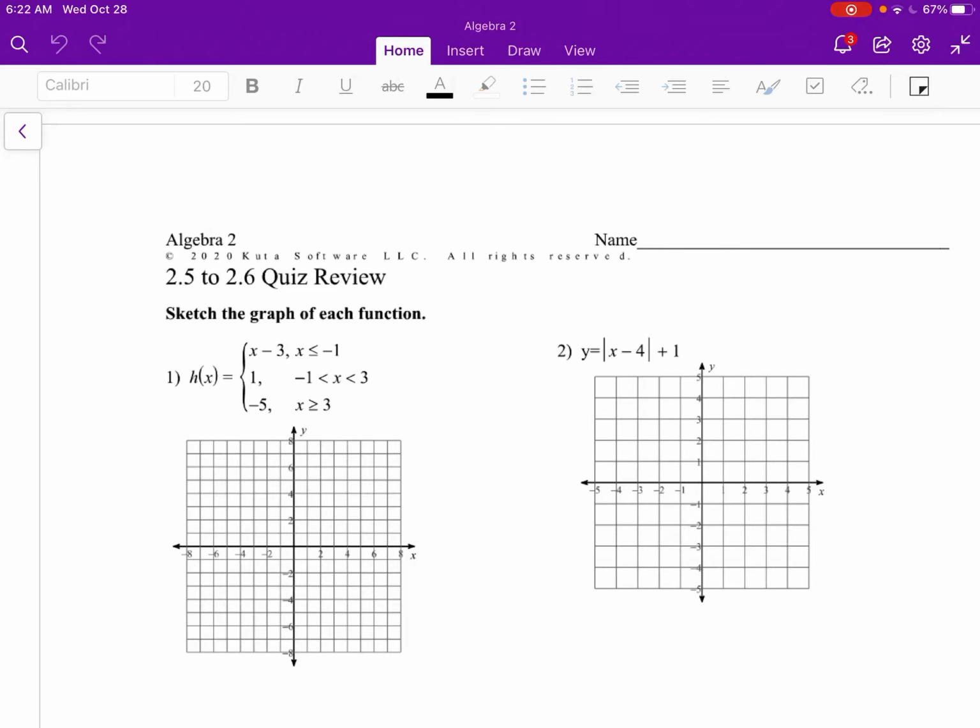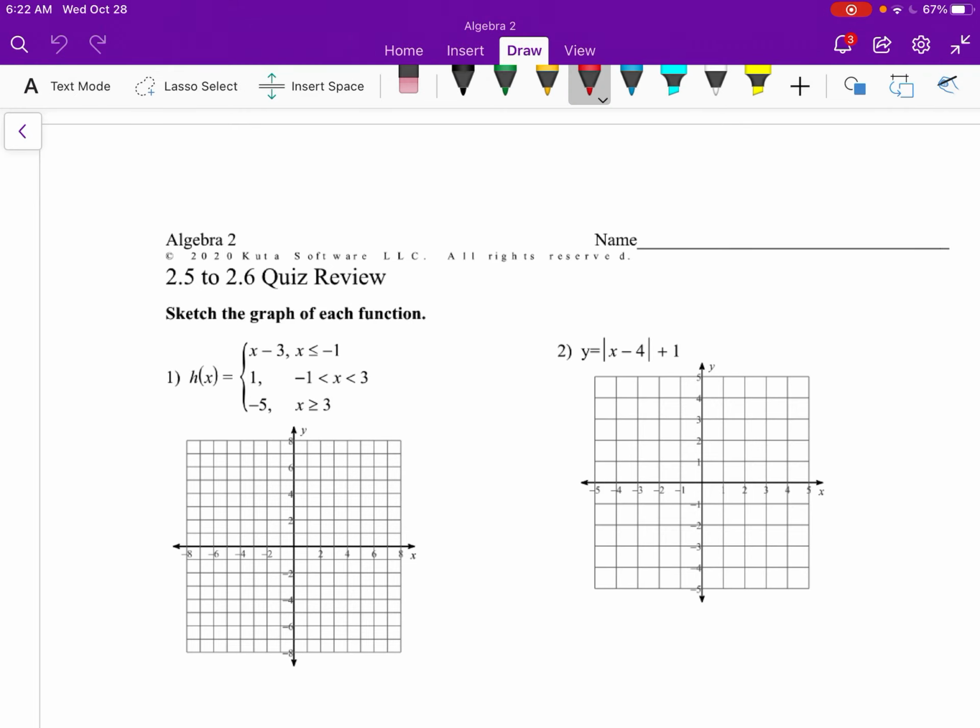Let's go over some problems to help prepare for the 2.5 to 2.6 quiz. On this quiz, you will need to graph and write equations of piecewise functions, graph and write equations of absolute value functions, and you will need to be able to graph and write equations of linear inequalities. So let's take a look at this first one. It's a piecewise function.